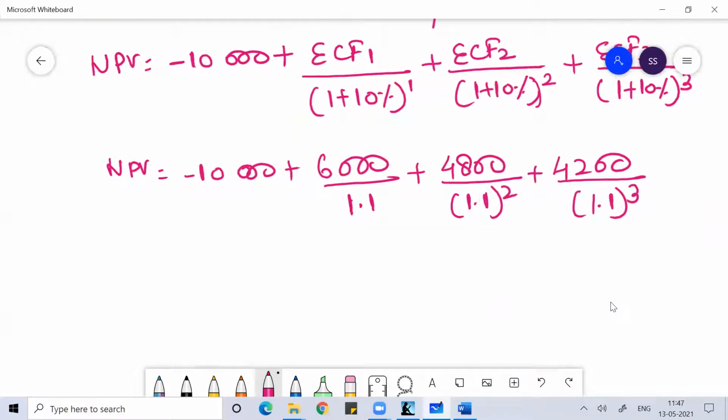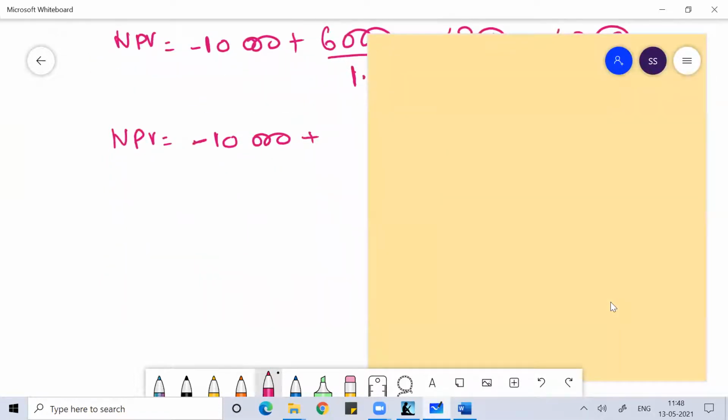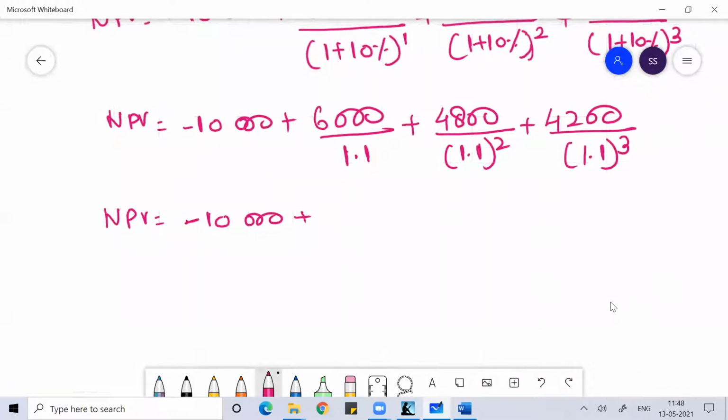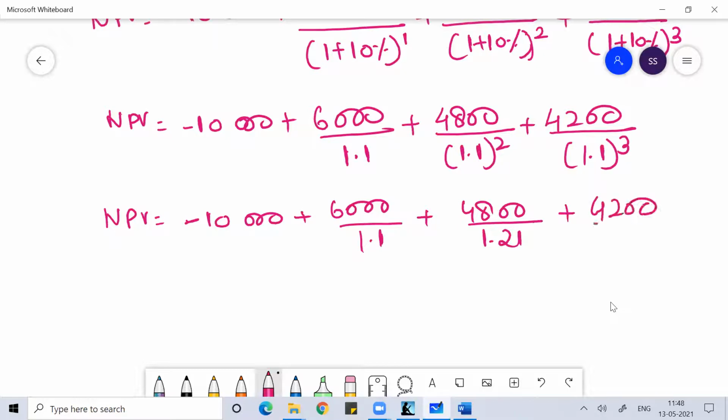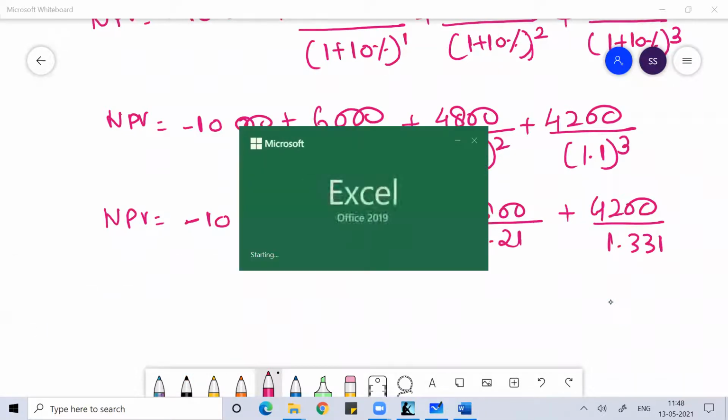So you can find the NPV of the project. The NPV is minus 10,000 plus 6,000 divided by 1.1 plus 4,800 divided by 1.21 plus 4,200 divided by 1.331, if I'm not wrong. You can use a calculator and find the present value of all these values.